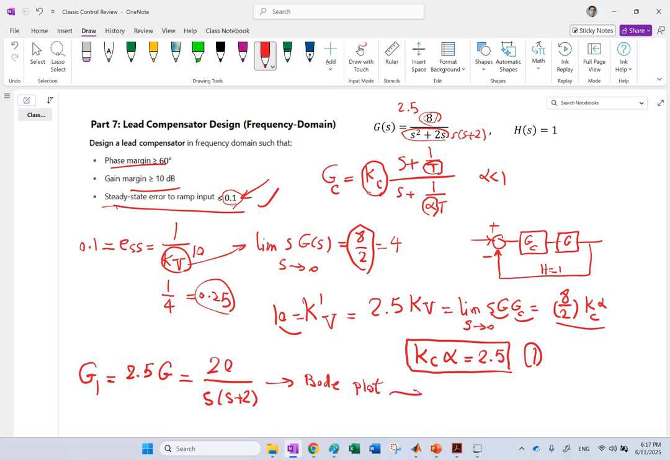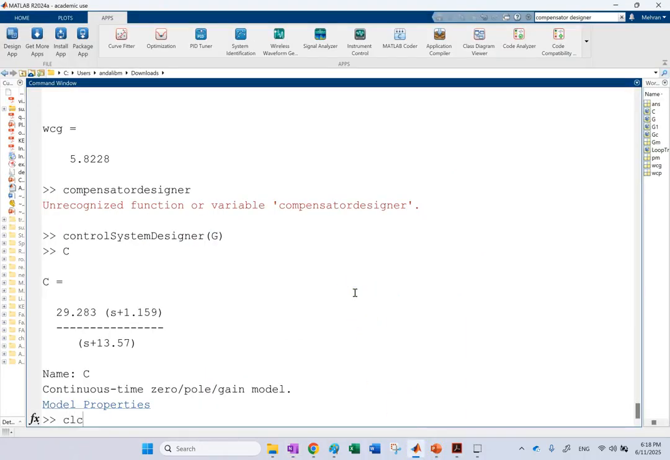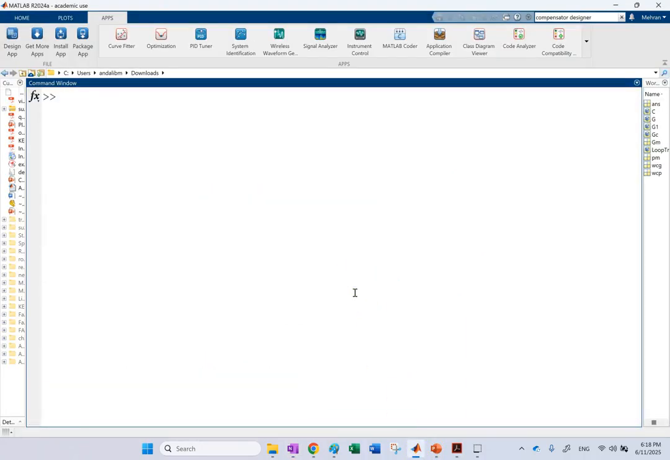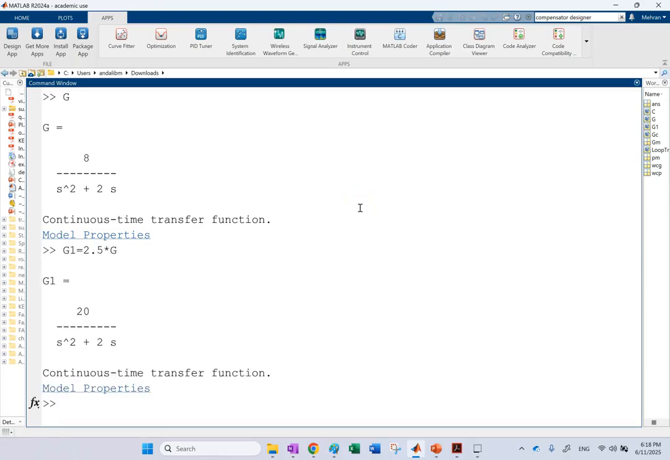And here we determine the phase margin and the gain margin of this gain compensated system. How much are they? So for that, here we go to MATLAB, although we can do it analytically as well, but that takes a lot more time. So here I'm going to do it in MATLAB. My G here is the system, and I say G1 is 2.5 times G. So this G1, and then I do the Bode plot for G1.